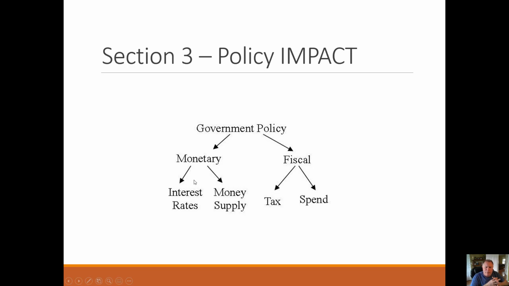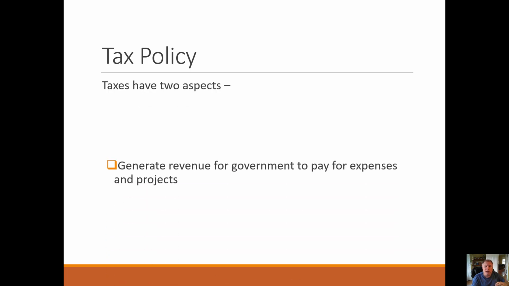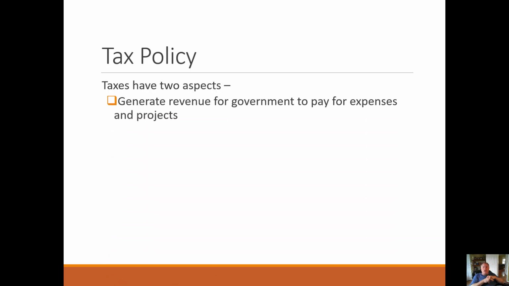Continuing on with policy impact, let's look at fiscal impact. That includes tax and spending. Tax policy really has two aspects to it. The first one is to generate revenue, money, for the government to pay for their expenses and projects. So it's to raise revenue.